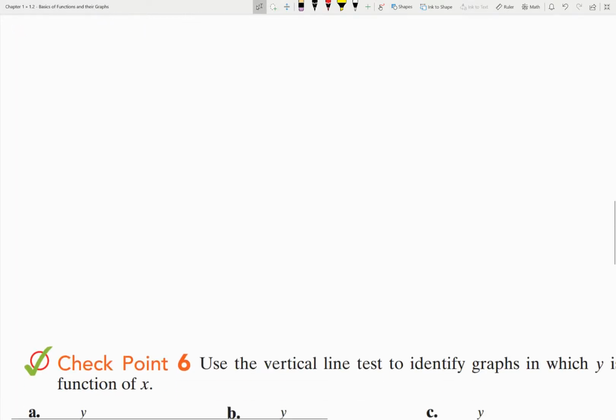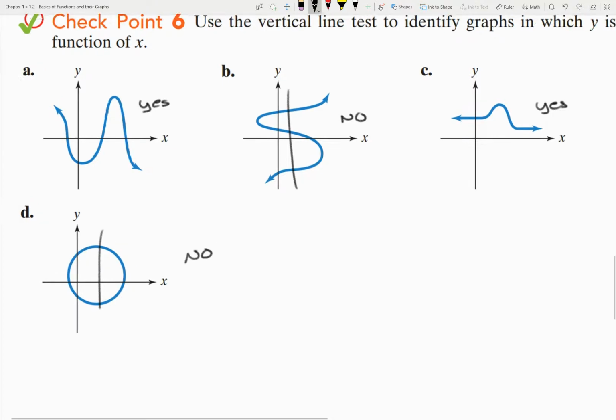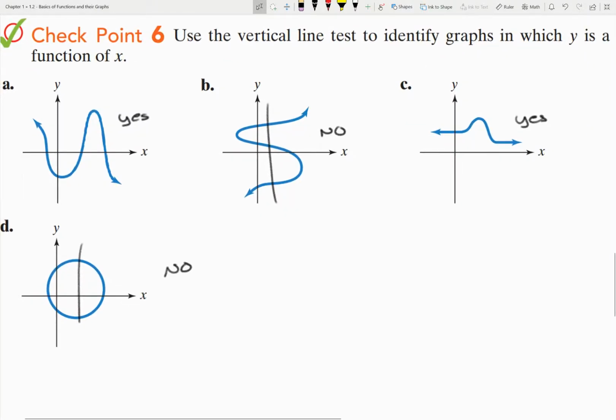Okay, let's look at a few more from the checkpoint. Yes for A, that passes. No for B. Yes for C, although I've never seen an actual equation like that. It looks like it might be a few different pieces, but it's still a function. D is a circle. That is not a function. Again, I can write an equation for it. I can figure out what it is, but it is not a function of x.